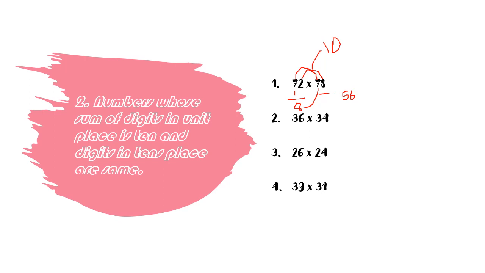And what you're going to do, the next step, multiply the units place. 2 into 8 is going to give 16. Okay, so you can cross check. And the next one, 36 into 34.